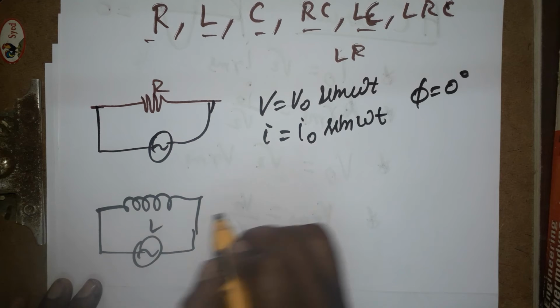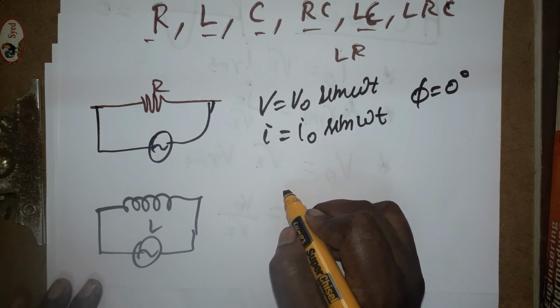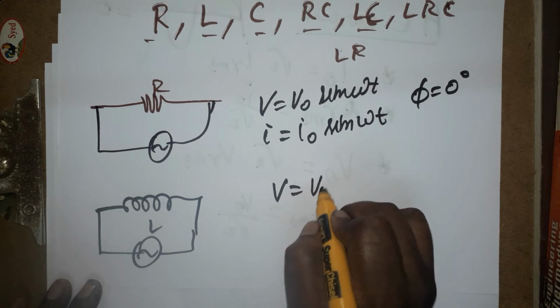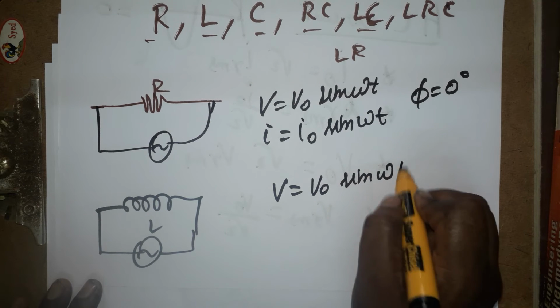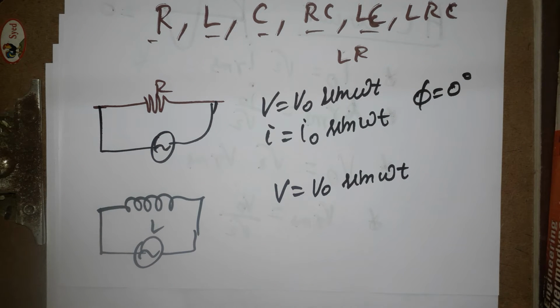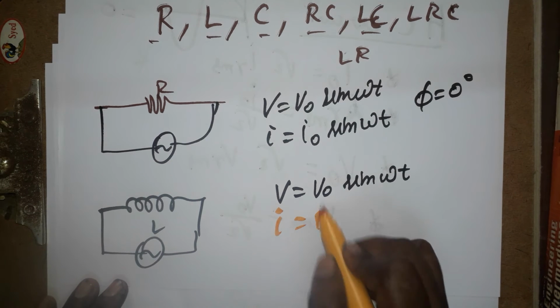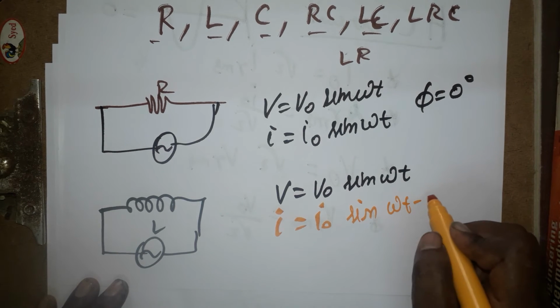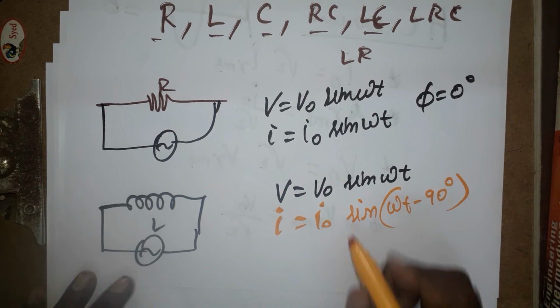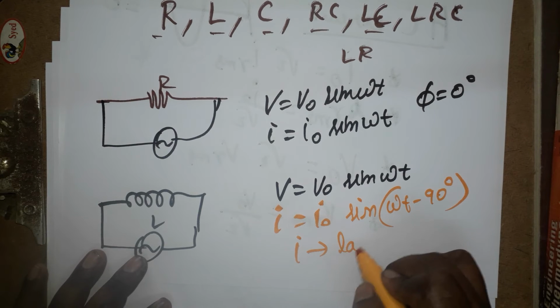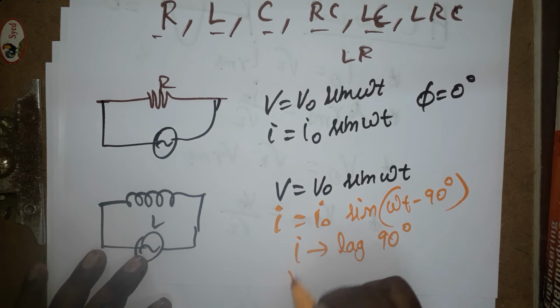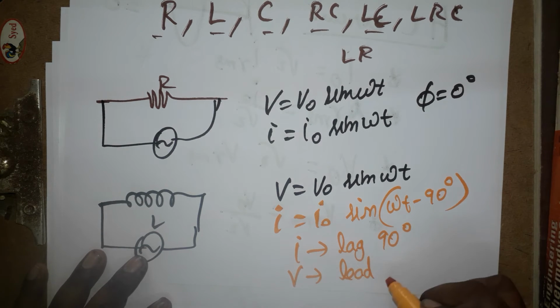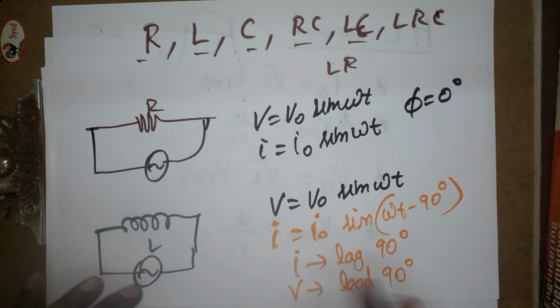Inductance L. So applied voltage V is equal to V naught sin omega t, but the current flowing in the circuit is going to be different from the applied. The current flowing, I is equal to I naught sin omega t minus 90 degree. From this we come to know current lags 90 degree, voltage leads 90 degree. That's the information we got from this circuit.